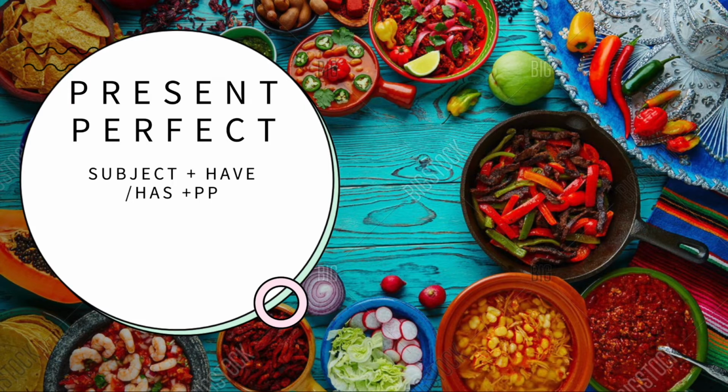Let's move on to the present perfect. The structure of present perfect is subject plus have or has plus PP. PP is past participle, or the third part of the verb.